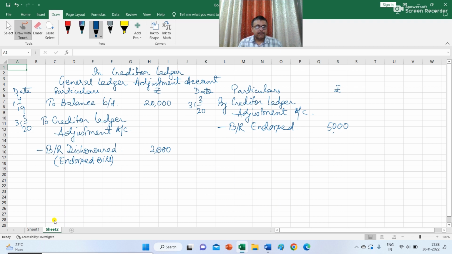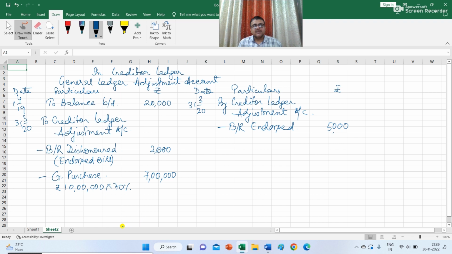Then the total purchase figure is given as rupees 10 lakh, and the credit purchase is 70% of total purchase. So I have to record the amount of credit purchase here, general ledger adjustment account debit to creditor ledger adjustment, and the purpose is for credit purchase. And what is the amount of credit purchase? Rupees 10 lakh is the amount of total purchase, and 70% of this amount means 7 lakh. So 7 lakh is the amount of credit purchase.